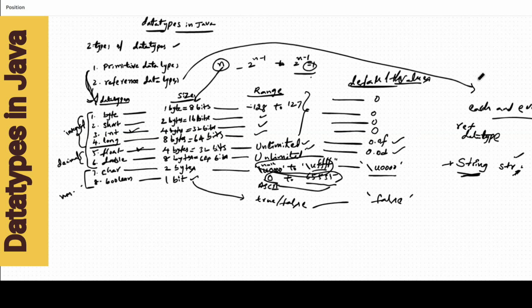Now reference type data. The second type is reference type. Each and every class of the built-in classes or your own classes will act as a data type. That is called reference data type. For example, String str. String is a class and str is a variable. The String class is acting as a data type. So this is reference type data.